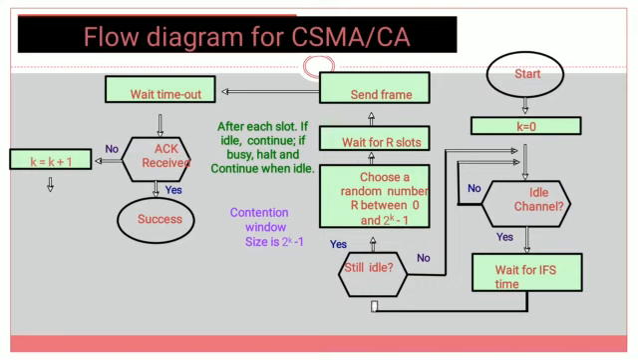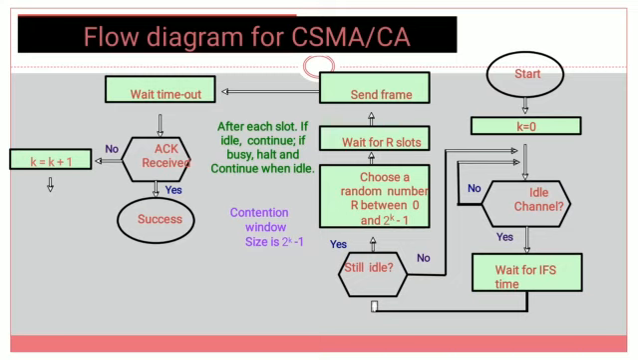If the acknowledgement is not received, then we will increment the value of k by 1, that is k = k + 1. Why do we increment it? If the acknowledgement is not received, the transmitting station assumes that the packet is corrupted somewhere else. That means a collision has occurred. So it needs to send the frame again. It is the second chance, and this was the first attempt.